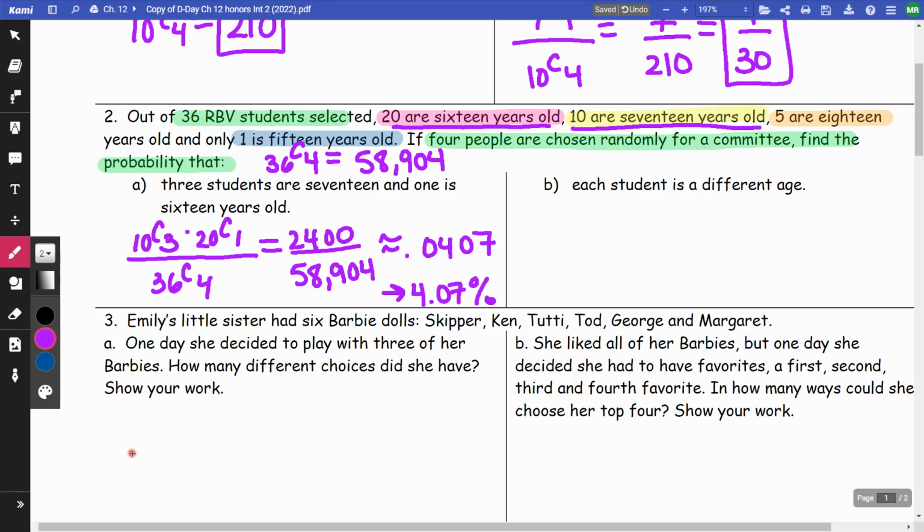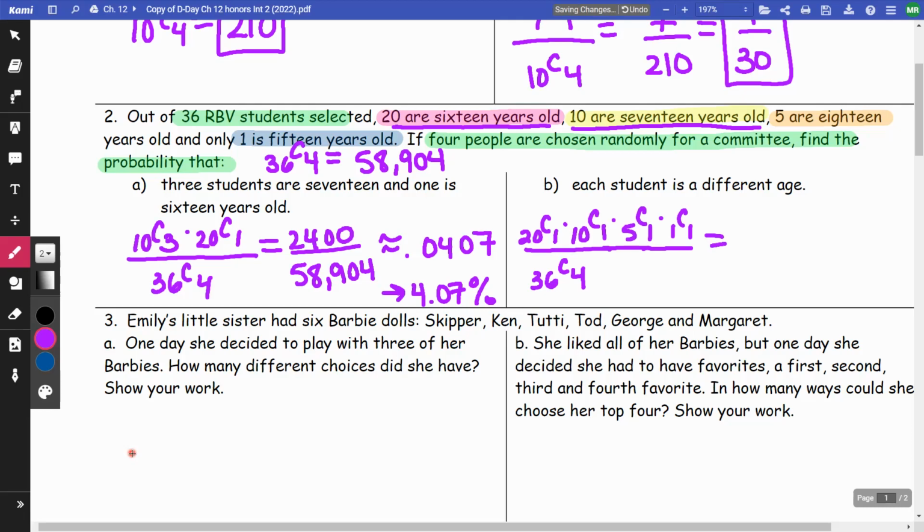Now, on the next situation, each student is a different age. Again, our denominator is going to be 36 choose 4. We want one 16-year-old, so that would be 20 choose 1, which again is just 20. There are 10 17-year-olds, we're going to choose 1, so 10 choose 1 is 10. 5 18-year-olds, so 5 choose 1 is 5. And there is one 15-year-old, so 1 choose 1 is just 1.